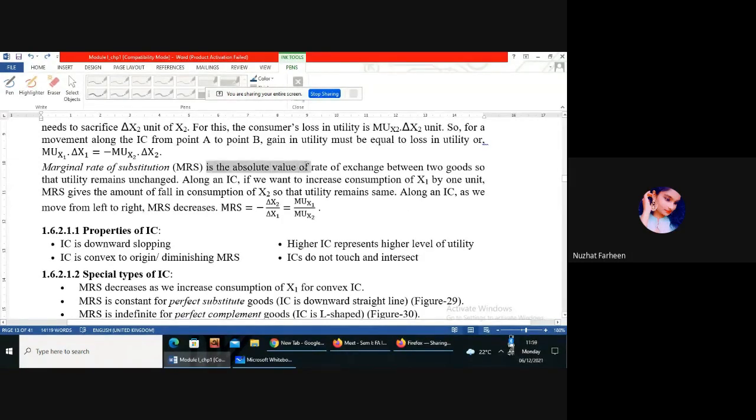So this is the absolute value of the rate of exchange between the two commodities for which utility remains unchanged. That means we are on the same indifference curve. So if we want to increase the consumption of x1 by 1 unit, MRS gives the amount of fall in consumption of x2 so that the utility remains the same. So MRS is nothing but MU1 by MU2, the marginal utility of commodity 1 divided by the marginal utility of commodity 2.